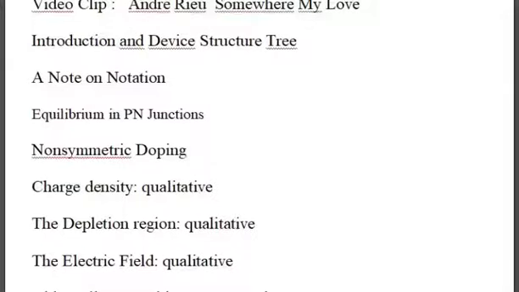Okay, so this is a rough outline of some of the things that we'll be covering in session 18. We're going to introduce the device and look at the device structure tree. Specifically, in the introduction, we'll say what's the same between the p-n junction and the Schottky barrier, and then we'll talk a little bit about what's different. We'll have a little bit to say about notations. Some of the notations in the p-n junction are a little different than what we've been accustomed to up to now. And then we get into equilibrium in p-n junctions.